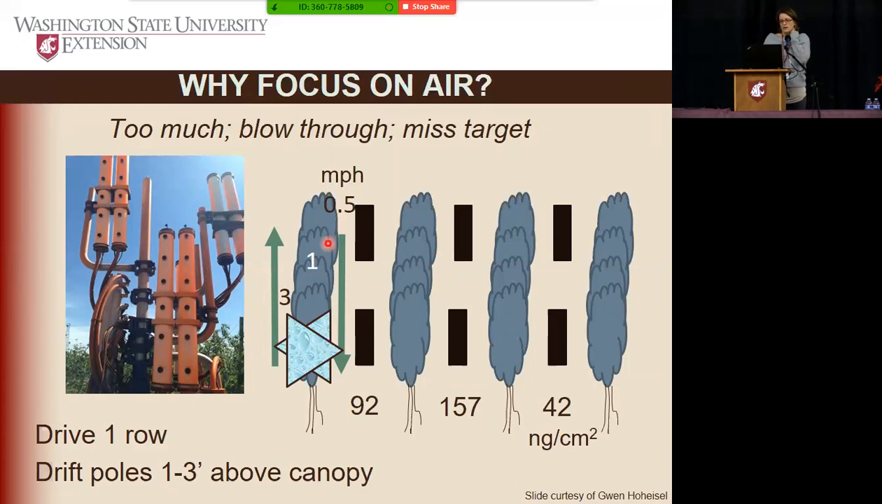Then what we also did is we had drift poles. So we had poles that were stuck up in the 1, 2, and 3 rows over to collect how much spray drifted within a field, right? What we were really targeting is for all the spray to go right within that row.